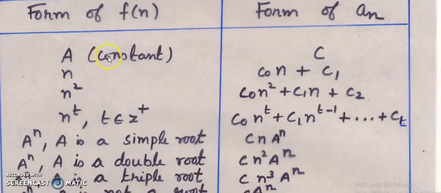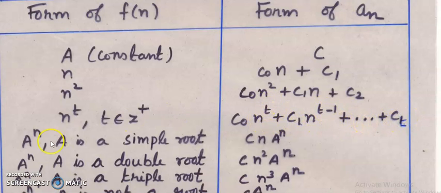The first form stands for a constant. When f(n) is a constant, then the form of the solution an, the non-homogeneous solution, is taken as c. If the function f(n) is n, then the form of an is c0 n + c1. If f(n) is n squared, then the solution an is c0 n² + c1 n + c2.